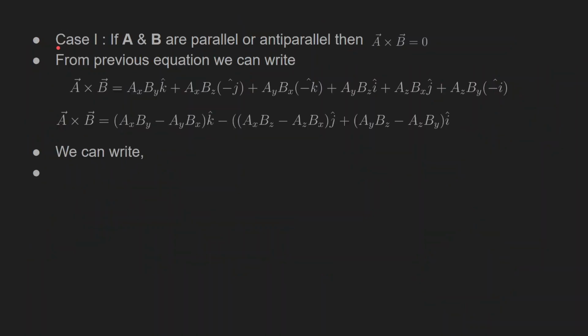Next, the case where A and B are parallel or anti-parallel: then A cross B will be 0. That we know.